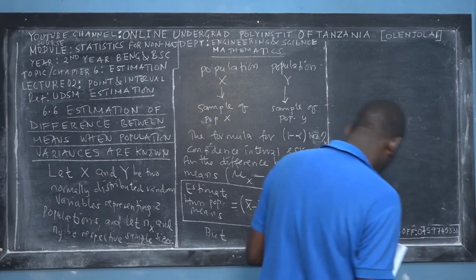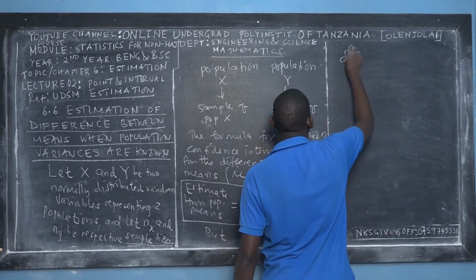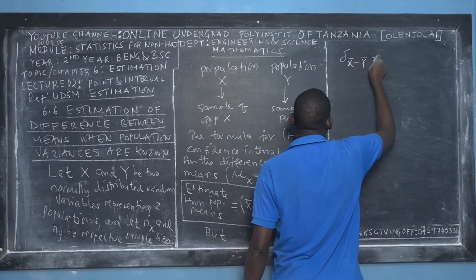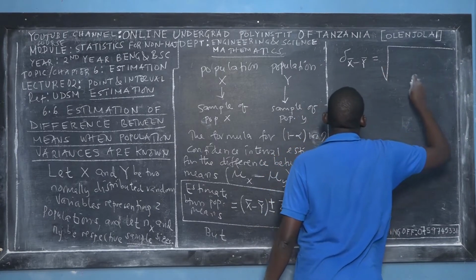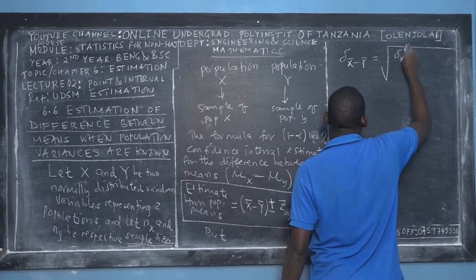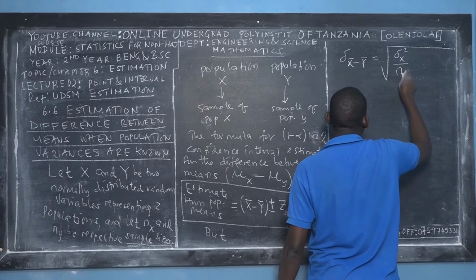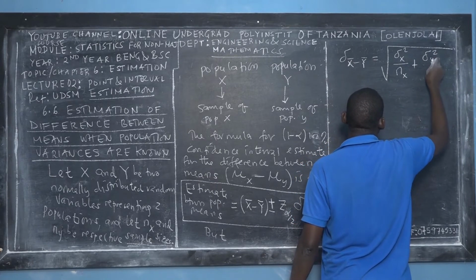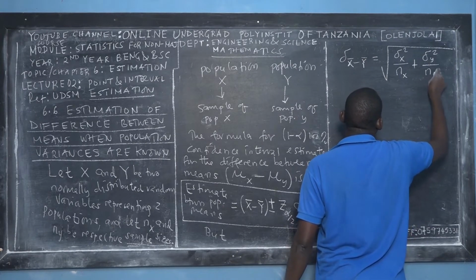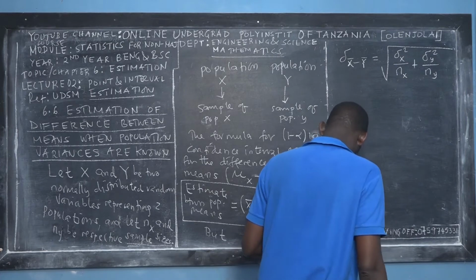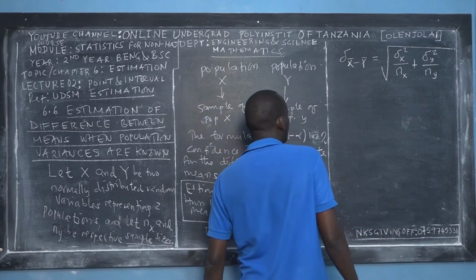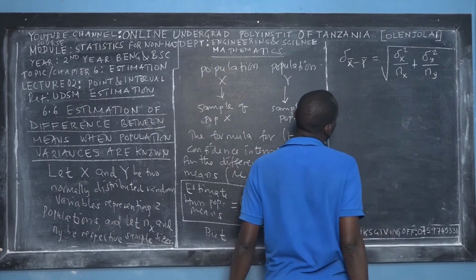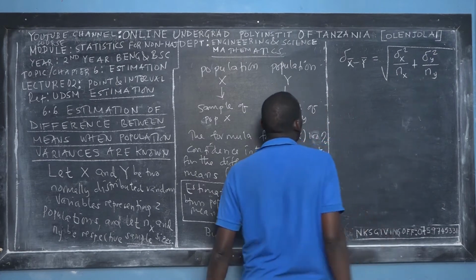Hence we find a general formula right now. The standard deviation of x bar minus y bar, which we learned in previous chapters, is equal to the square root of the variance of the first population over sample size nx, plus the variance of the second population over its sample size ny. So simply, this is the variance of x over its sample size, and this is the variance of y over its sample size.